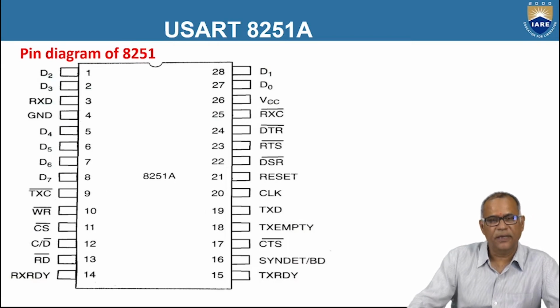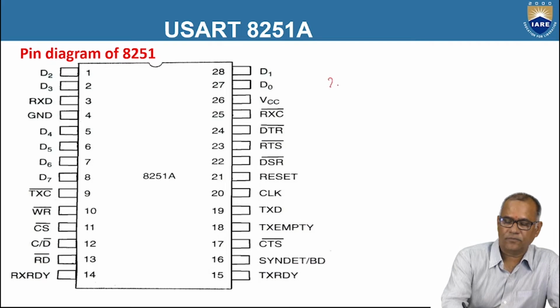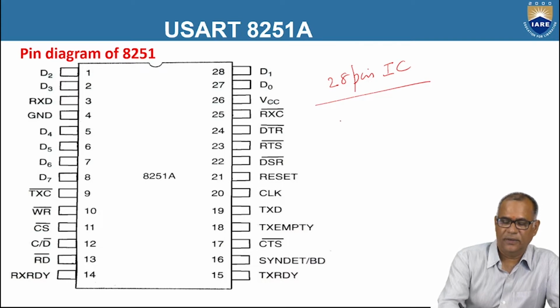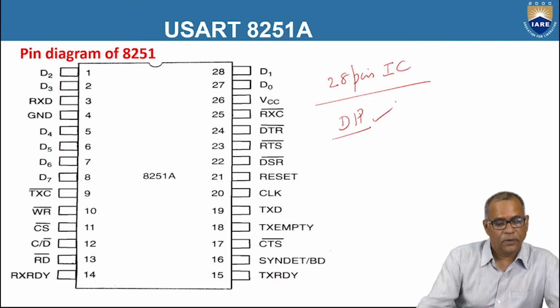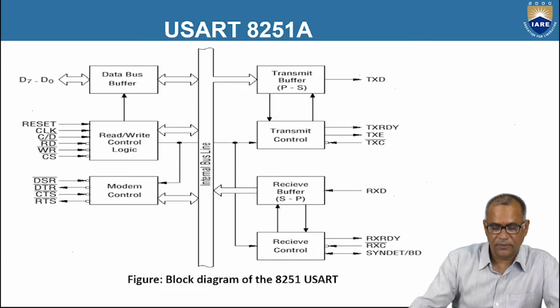So this is the pin diagram of 8251. It is a 28-pin IC, and it is available in a dual inline package, DIP. And this is the functional block diagram of 8251A USART. We have the data bus buffer, read-write control logic, modem control signals, transmit buffer, transmit control, receive buffer, and receive control.